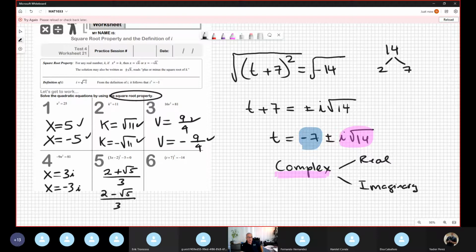And this is purely imaginary. It's a particular case in which the real part is 0. So now the answer is minus 7 plus i radical 14 and minus 7 minus i radical 14, complex solutions. Do you understand the idea? This is important, guys, because in college algebra, the first lecture is complex numbers in detail, more clear, more deep.